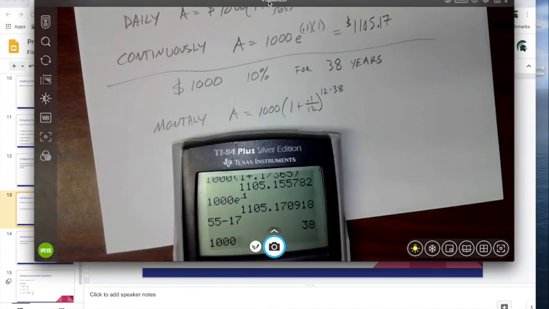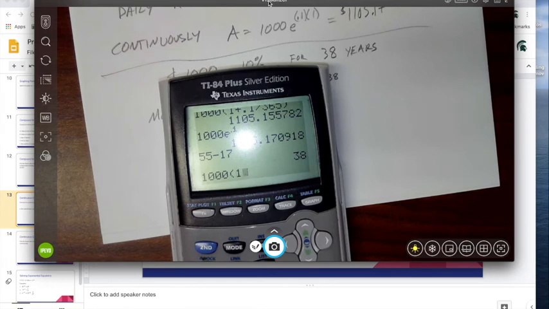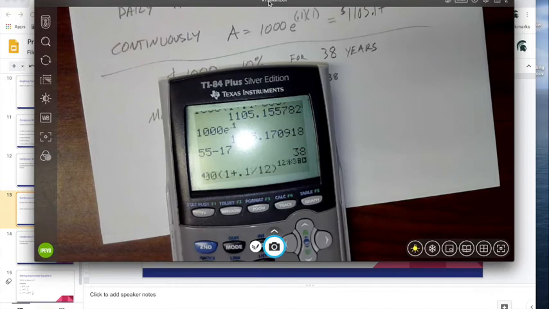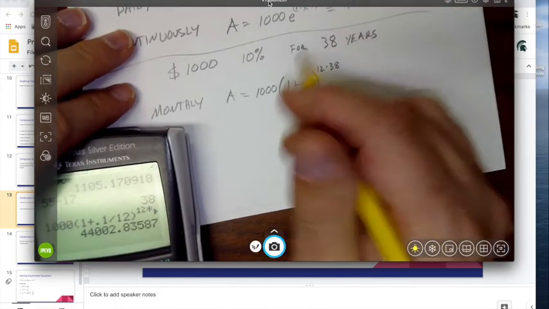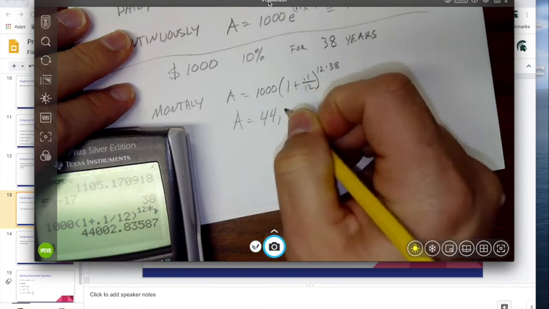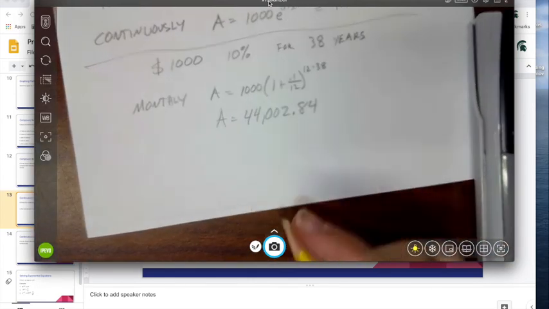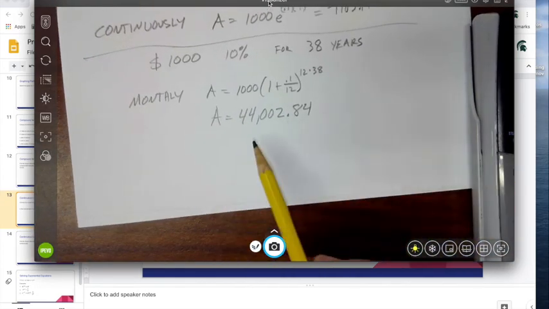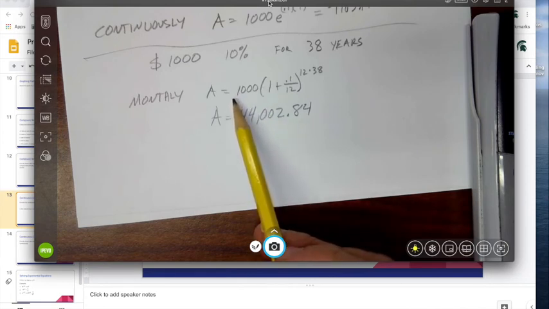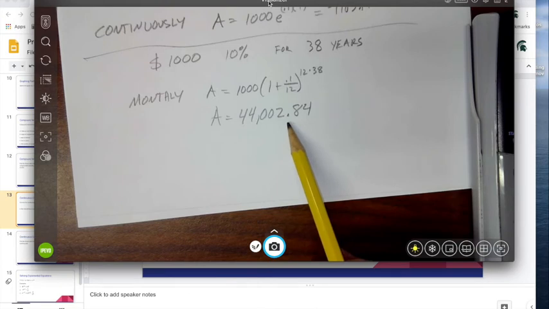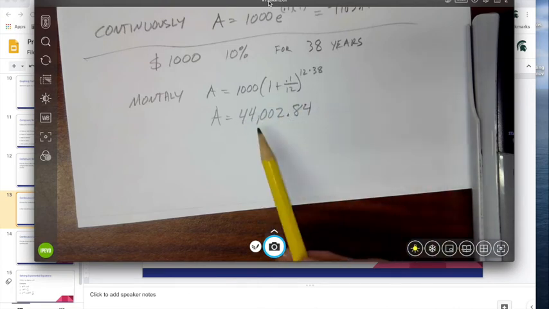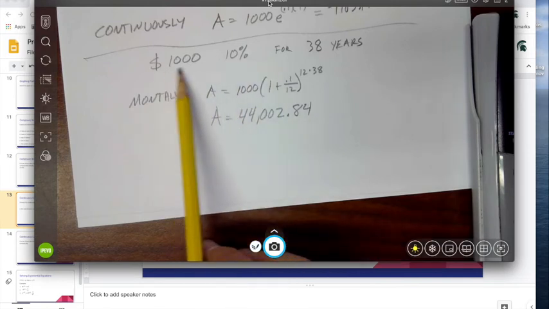So let's see how this works in your favor. 1,000 times 1 plus 0.1 over 12 raised to the 12 times 38. $44,002.84. So again, not enough money to retire on, but you started with $1,000, and all you had to do to earn 44,002, or I guess you earned 43,002, right, extra. But all you had to do to earn that money was not touch this money. So that's sometimes not easy, right, to take money that you have and not touch it.